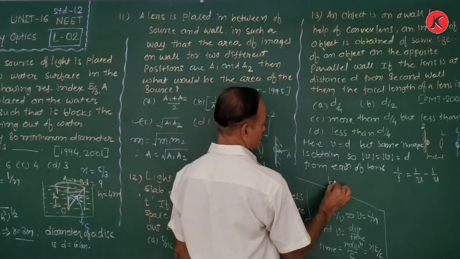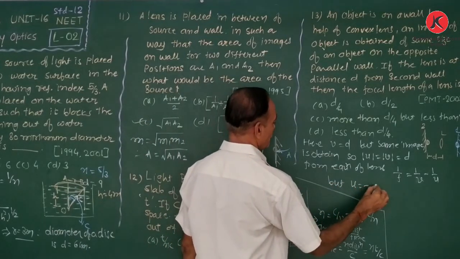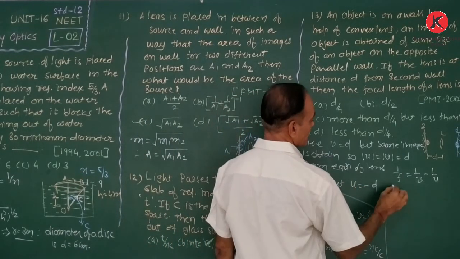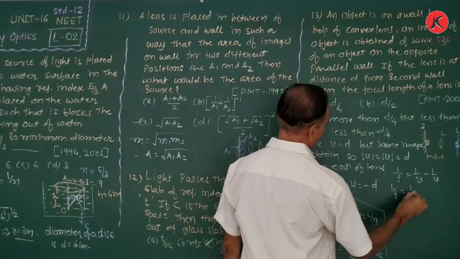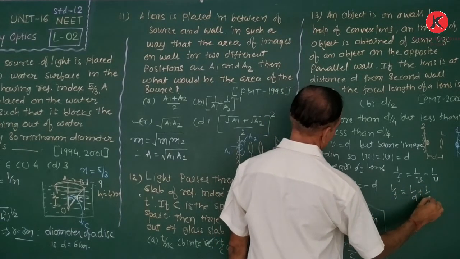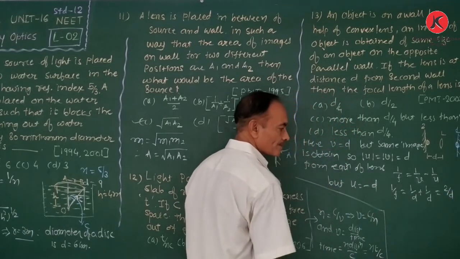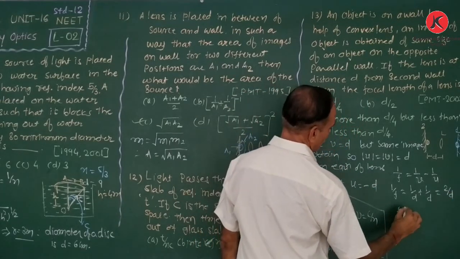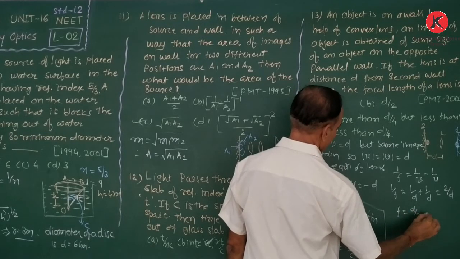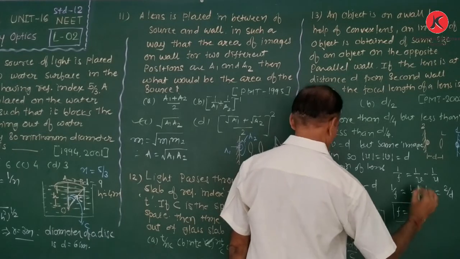But the object distance is always negative. Therefore, 1 upon f is equal to 1 upon d plus 1 upon d. That means 2 by d. Therefore, the focal length of the lens is d by 2.